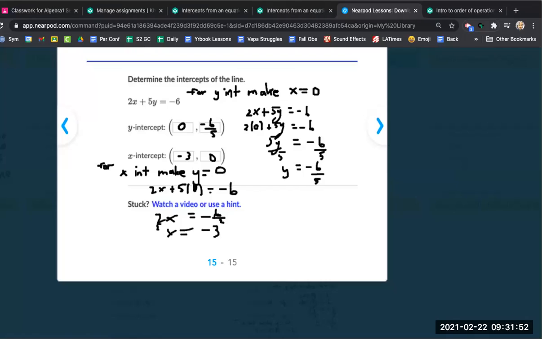Just go ahead and make sure you follow what's happening here. Again, we're solving to find the y-intercept. We make x equals 0 and we solve for y, and we got y equals -6 over 5. To find the x-intercept, you make y equal to 0 and you get 2x equals -6 and x equals -3. So there you go. Any questions at this point? Looking in the chat.